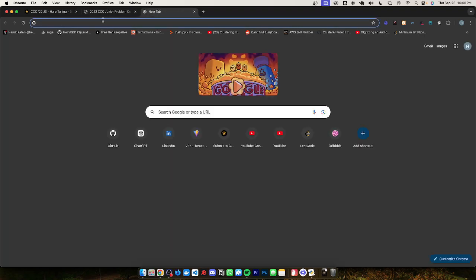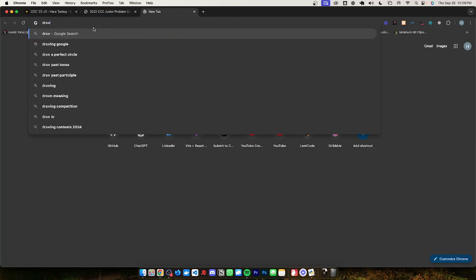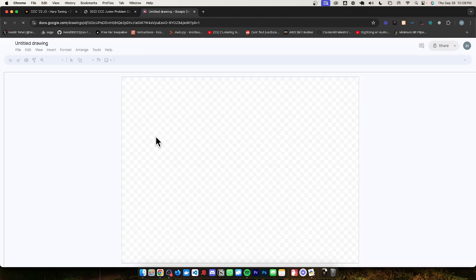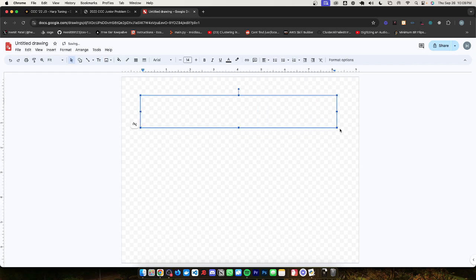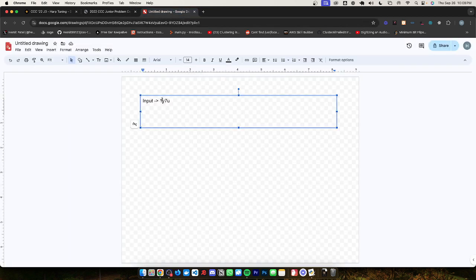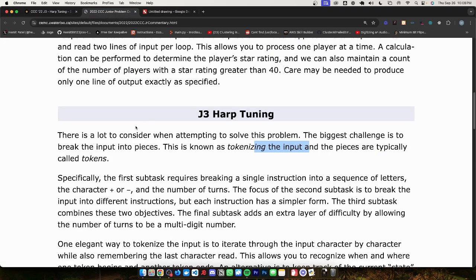I'm going to show you this through a Google Drawing. I'm going to have to use text because my Apple Pencil died. Let's say we have some sort of input, something random, like 1y7u. Through the process of tokenizing this input, you're going to break this input into pieces.